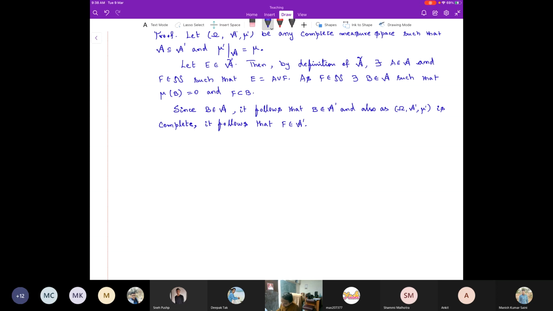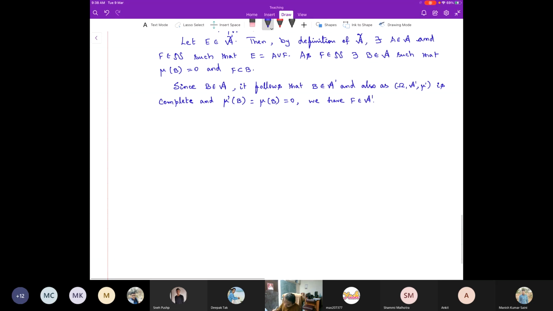Also, I need one more. Not just that it is complete, but also mu dash of B, which is the same as mu of B because B belongs to A and mu dash is the same as mu, which is 0. We have F belongs to A dash.